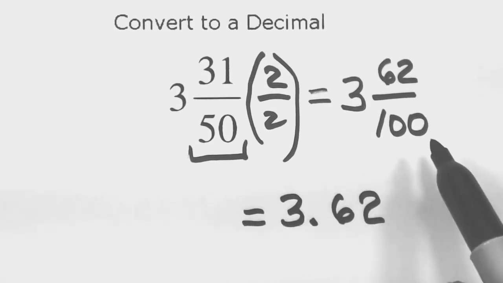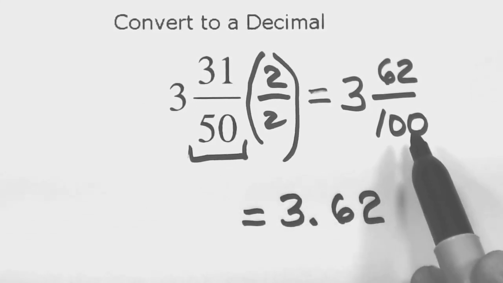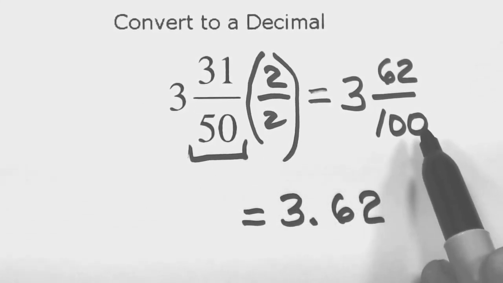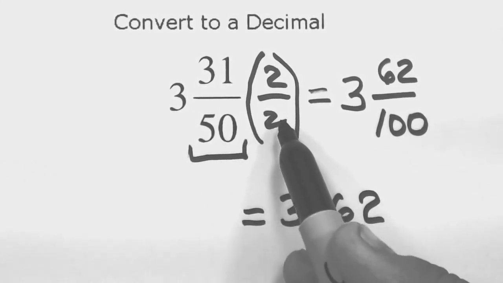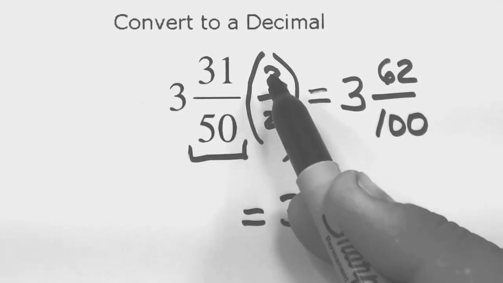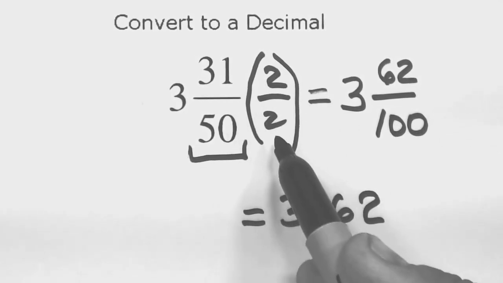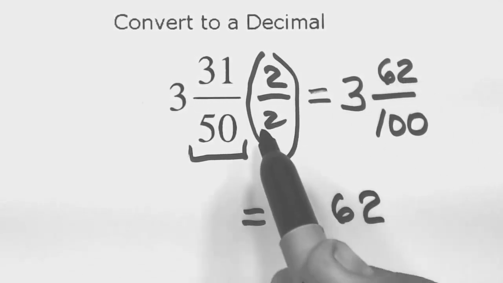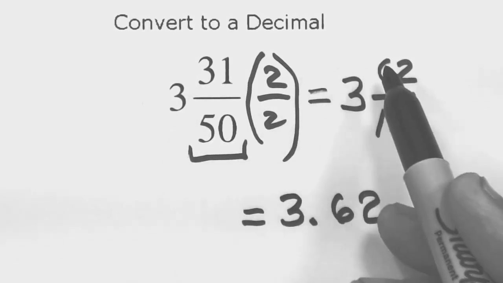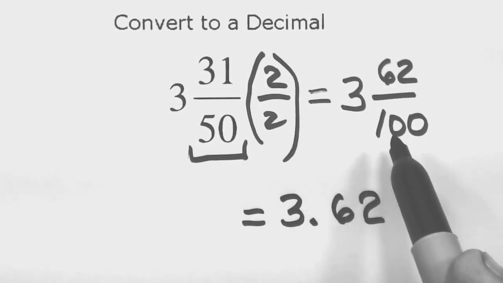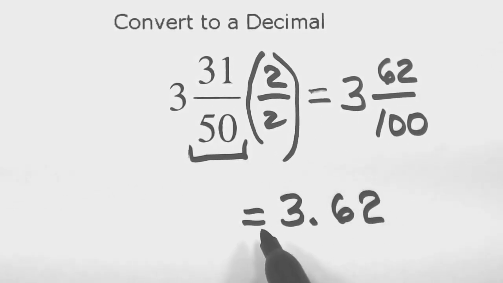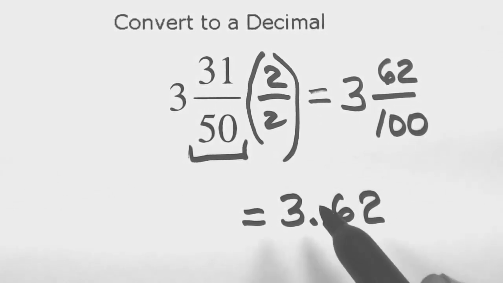So even though you don't have one of these nice 10, 100, or 1,000 values in the bottom, if you've got some number that you can easily multiply by a whole number to get it, multiply both top and bottom by the same thing. 3 62/100 is the same as 3 31/50. If you reduce this, you'd get this guy right here. But now, since we have the hundreds downstairs, we can write the decimal value directly.